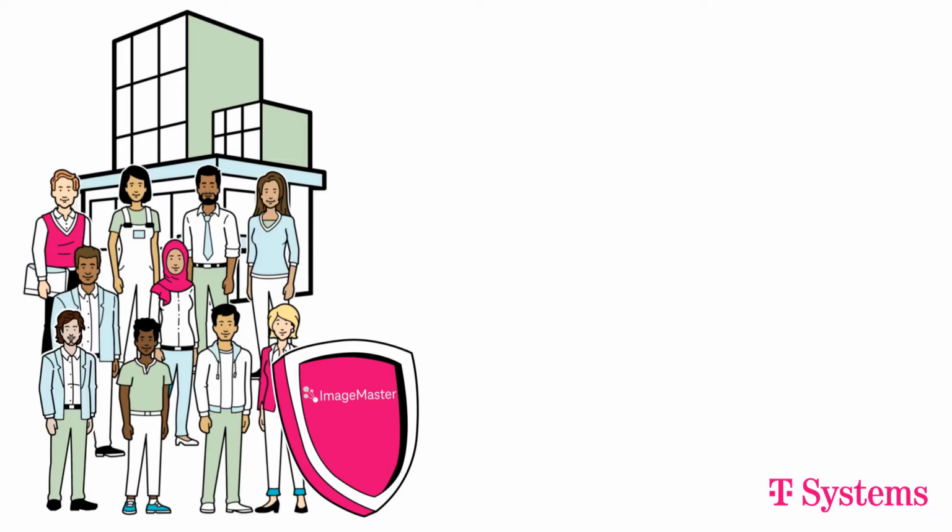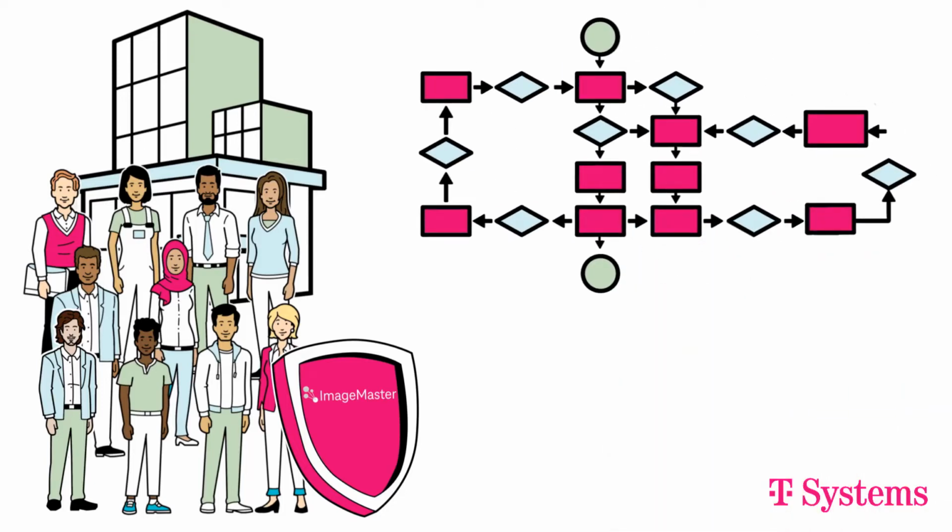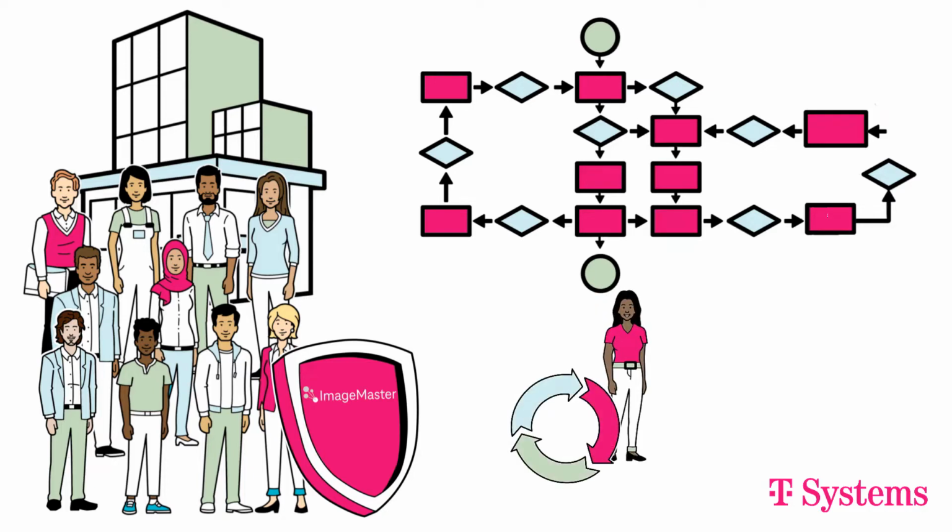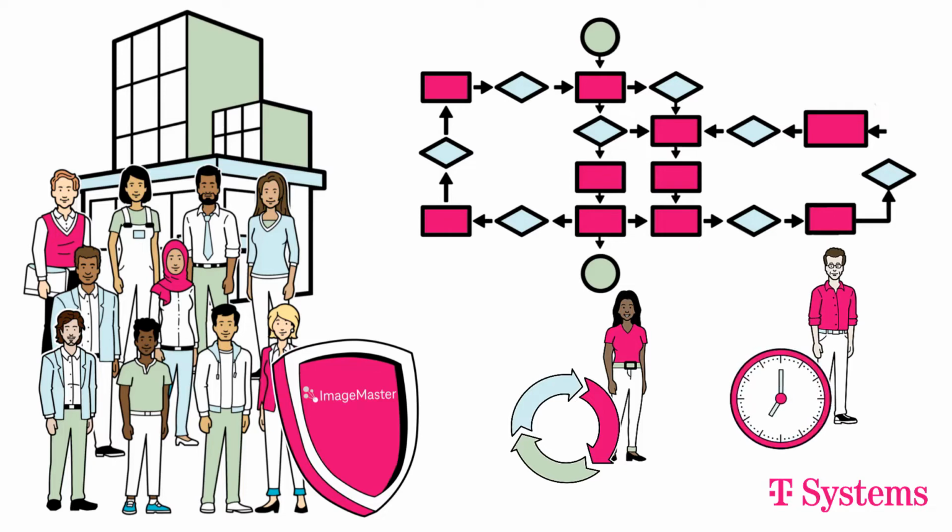All document-related processes are documented using BPMN-compliant models. Therefore, it's possible to trace the functional processes that have resulted in a change to a document. Who triggered which processes and why, and who implemented them and when. Thanks to ImageMaster, all of these questions can be demonstrably answered.